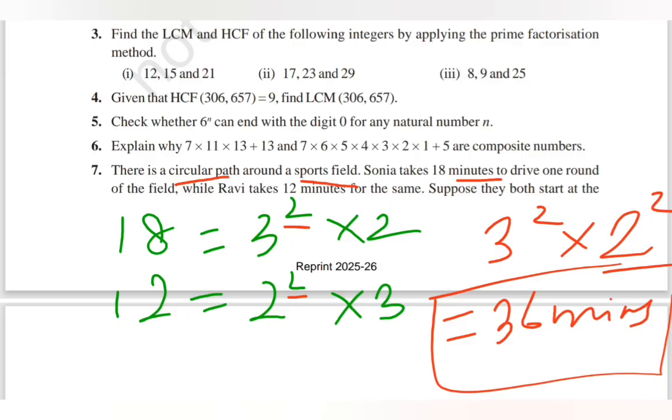So this is the only thing: we should see the keywords, that is circular path and minutes. For this type of sums, if you see 2 people starting at the same point, and asking after how many minutes they will reach the same point, you should say directly that we should find LCM only. You should not have a single doubt about this. It's a simple thing. After finding the LCM, we put minutes as its units. Without that, you will be losing half a mark or 1 mark.